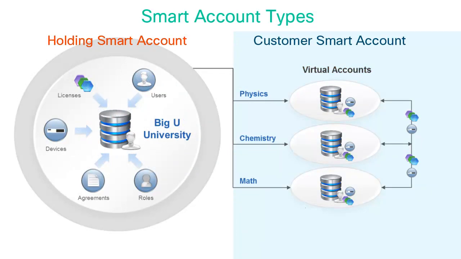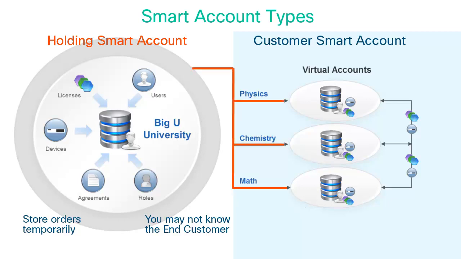Partner holding smart accounts are used by partners to store orders temporarily before they are deposited to end customer smart accounts. Holding accounts are useful when you may not know the end customer or their customer smart account at the time of the order, but you can still place the order in a holding account temporarily. Once the customer is identified post-order, you will transfer the order to a customer smart account.